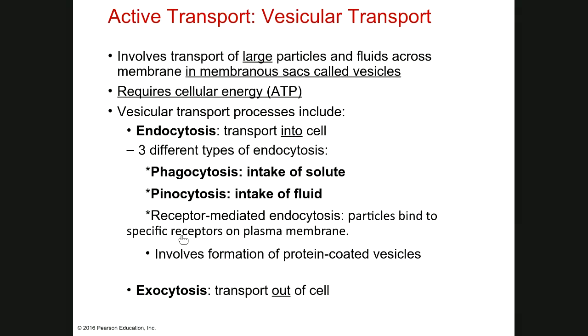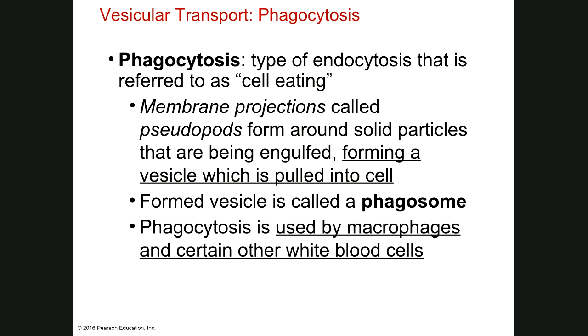So exocytosis is simply when we have the transporting of something large out of the cell. Exo, exit. We're going to have something exit the cell. So we'll go through each of these hopefully kind of briefly. So the first one, phagocytosis.